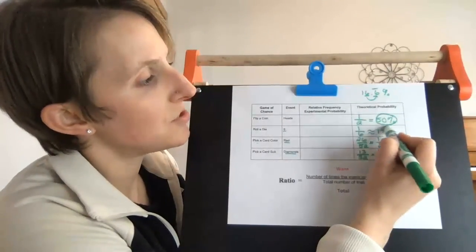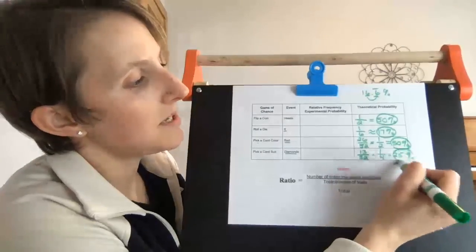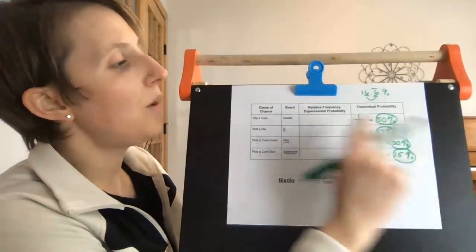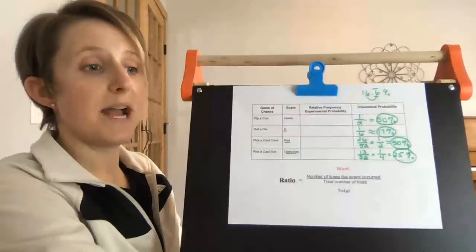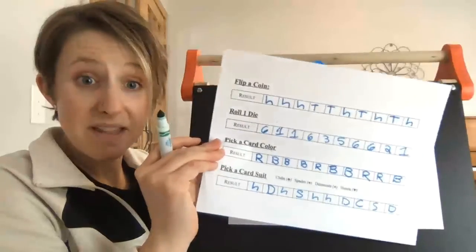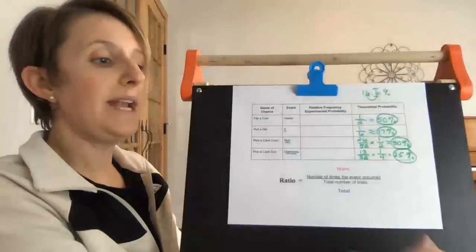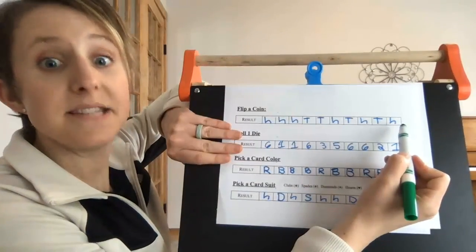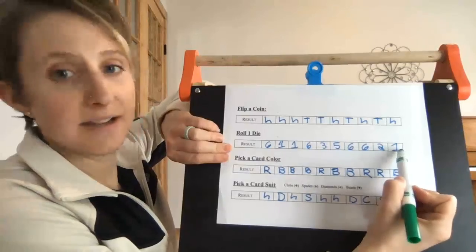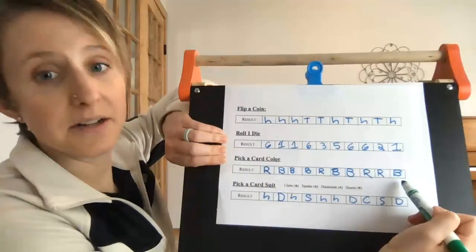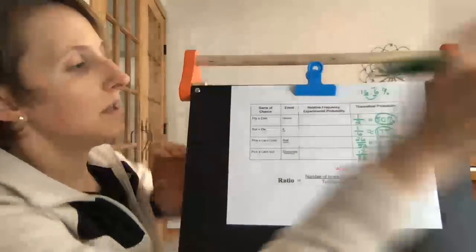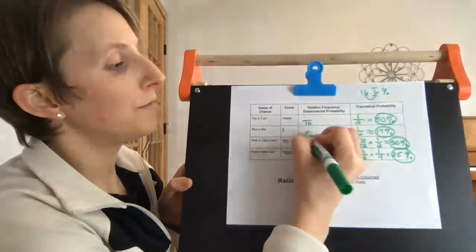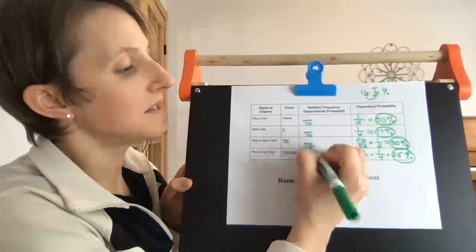Let's circle the percentages, the theoretical probabilities for these events. But now, what is the relative frequency or experimental probability for these same events? That's when we're going to have to use this data, okay? Right now, look, how many times did I flip a coin? 10. How many times did I roll a die? 10. How many times did I pick a card color? 10. How many times did I pick a card suit? 10. So our denominator for each one of these events is going to be 10.